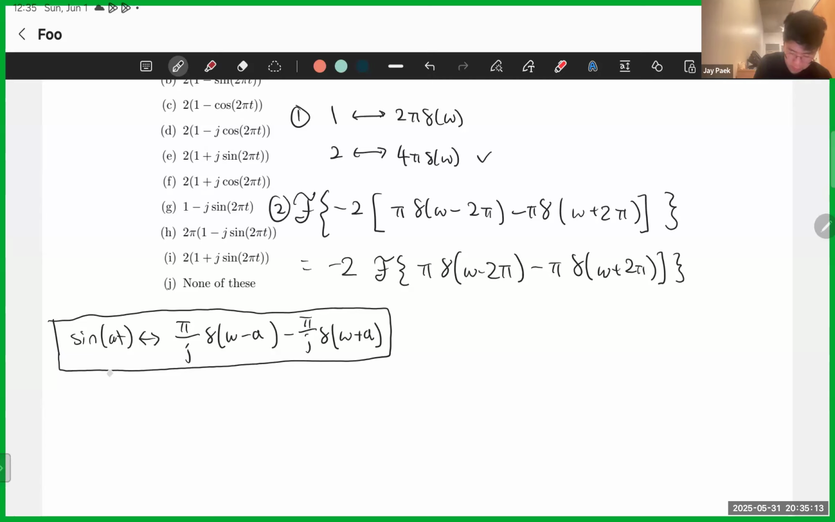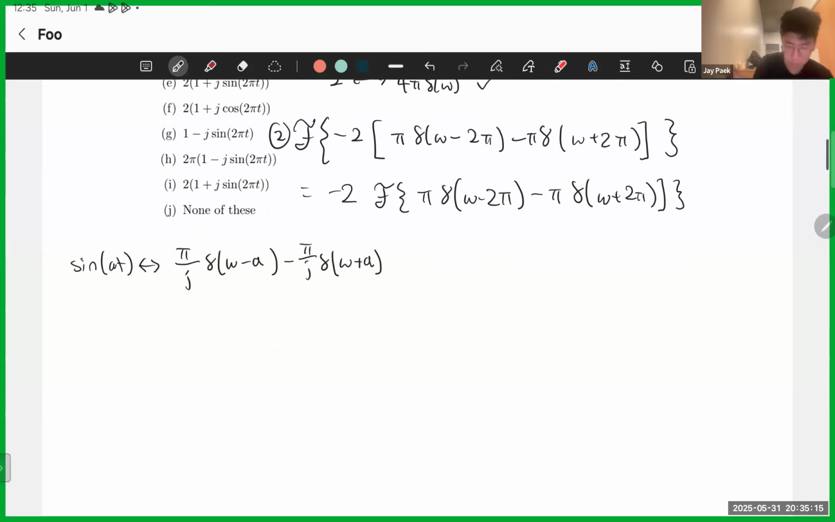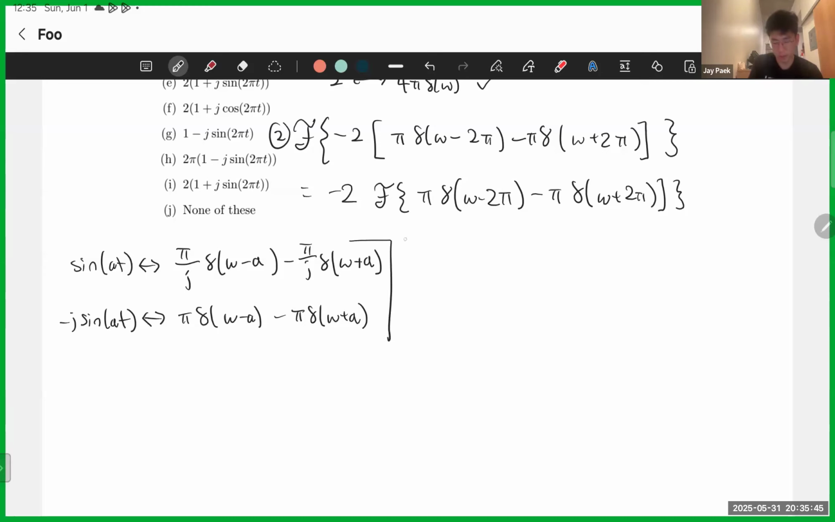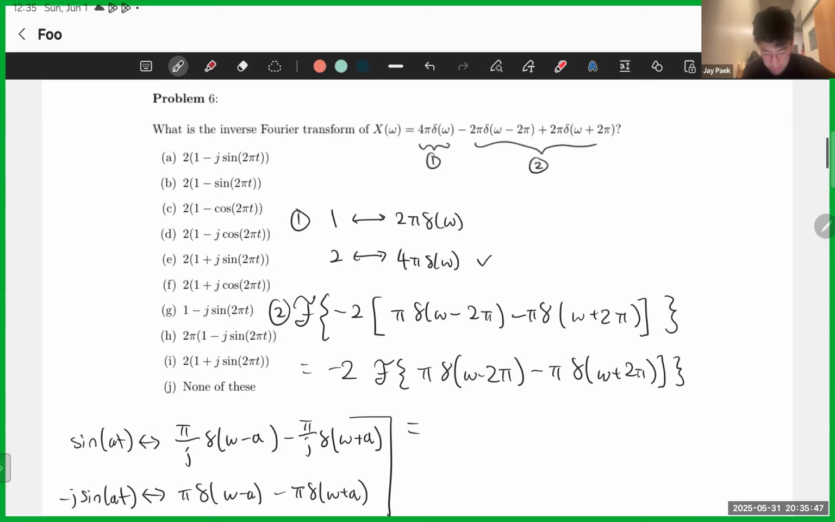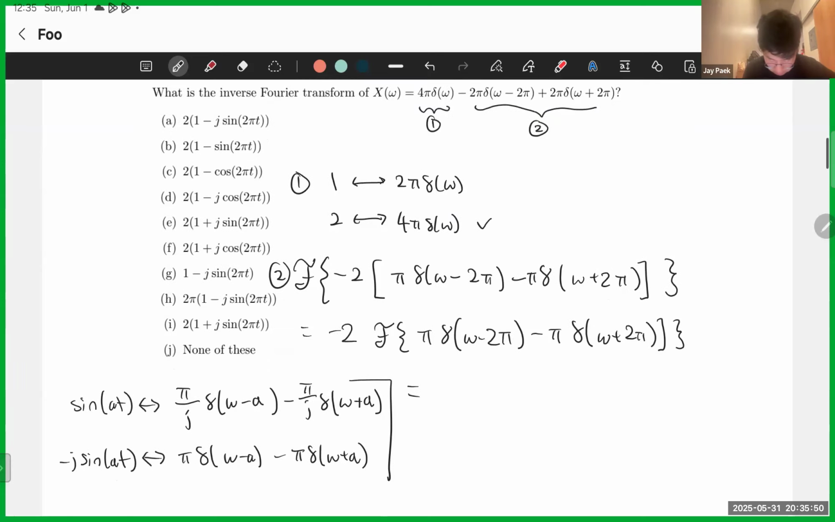Well, what does this directly mean? Actually, maybe I don't want to draw it yet. What does this exactly mean? Well, I could just divide each side or multiply each side by negative j. It's just a constant. Remember, Fourier transform is linear, so this is just a constant that we're multiplying. And we obtain exactly what we want. And so we do this exact thing onto the question right now at hand. And what do we obtain?